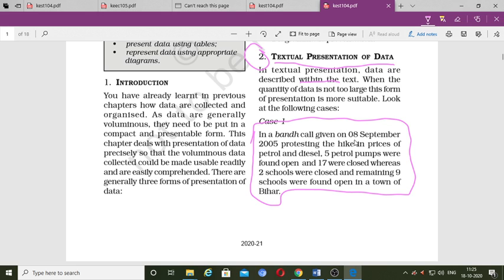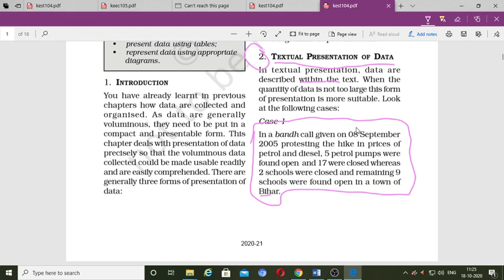In a Bandh call given on 8 September 2005 protesting the hike in prices of petrol and diesel, 5 petrol pumps were found open and 17 were closed, whereas 2 schools were closed and the remaining 9 schools were found open in a town of Bihar. So this is textual presentation of data.